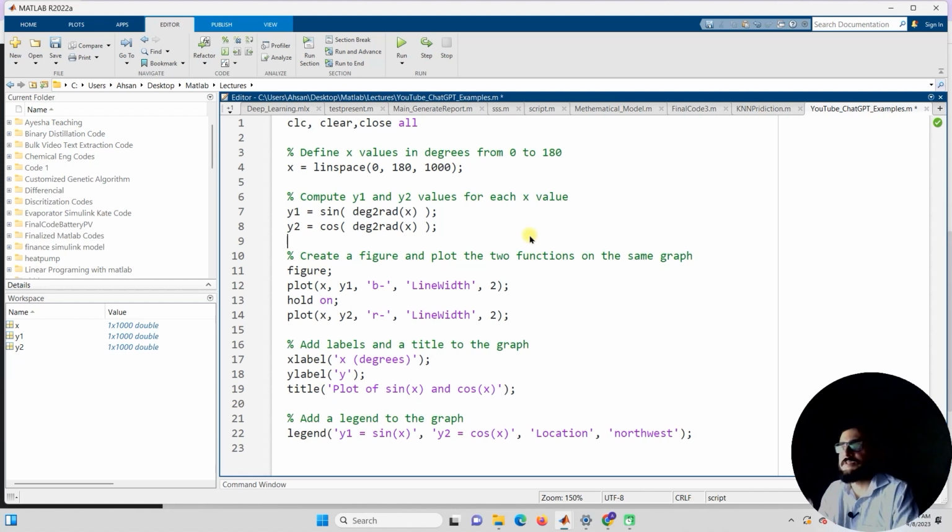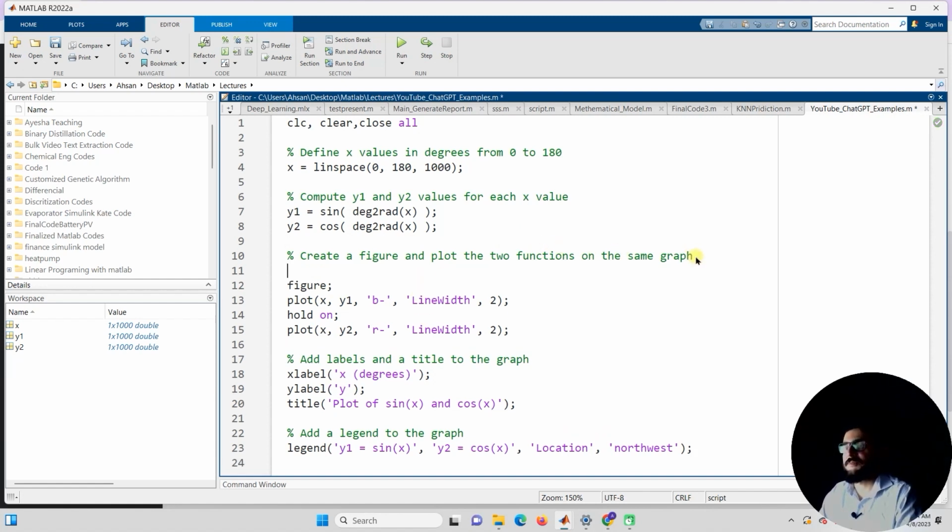It uses a function before putting the value in sine and cos x, that is degree to radian. Sine and cos need radian values, so it first converted the degree values into radian values. Now things are getting a little bit complex, but ChatGPT is able to solve it. Now it's given us a figure command.